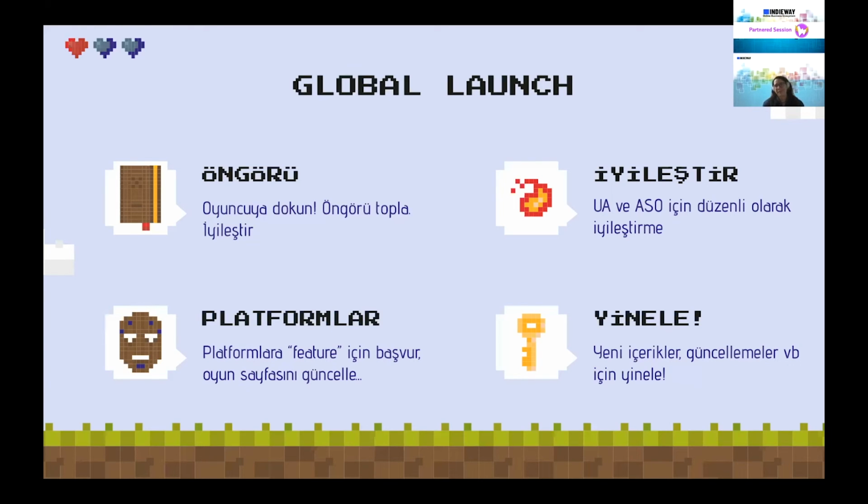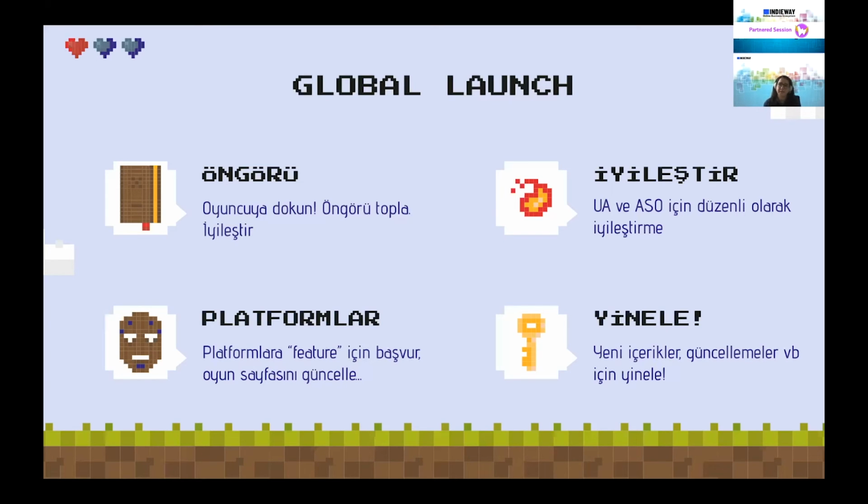So you open your game to the whole world, but your job is not enough, even if it starts right away. You have to actually collect insights, and you have to develop your game accordingly. You have to optimize everything. You can also apply to be featured for further steps. You can follow your metrics. You can improve the performance of your game because you question what to do more.